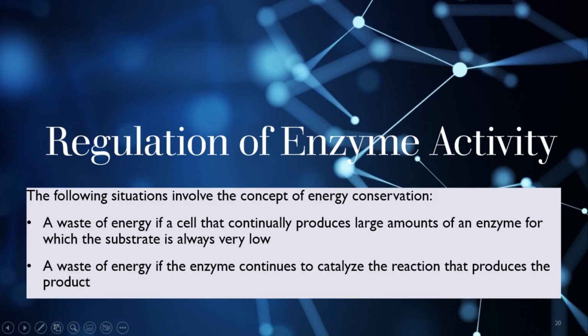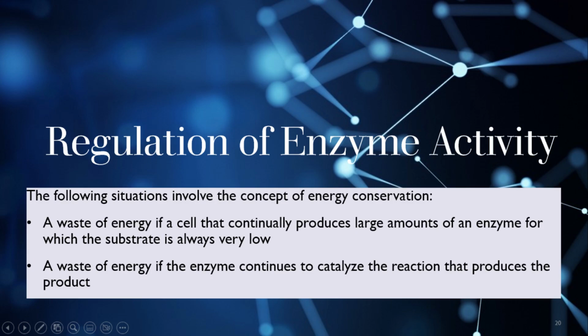On our last topic, we have the regulation of the enzyme activity. There are two of the following situations which involve the concept of energy conservation. Number 1. It is a waste of energy if a cell continually produces large amounts of an enzyme for which the substrate is always very low. These situations result in the turning off of the production of the enzymes. Number 2. It is also a waste of energy if the enzyme continues to catalyze the reaction that produces the product.